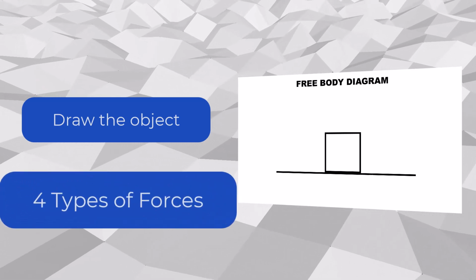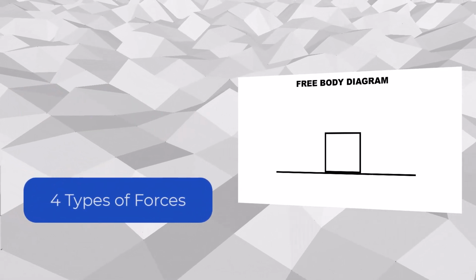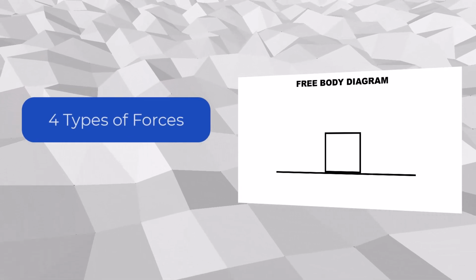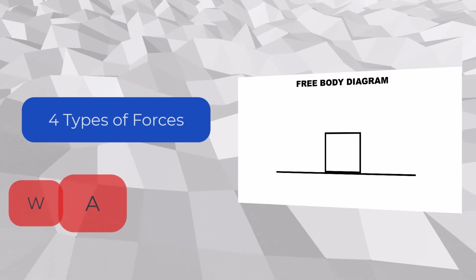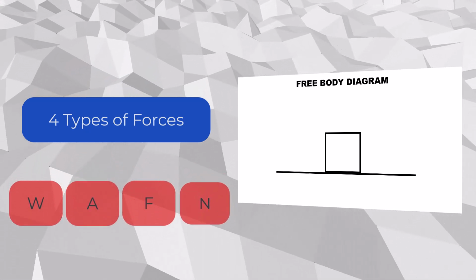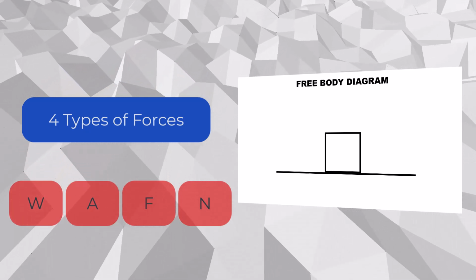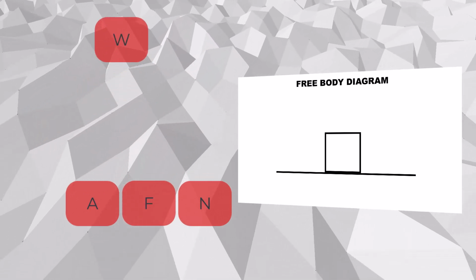Now comes the exciting part, identifying the forces acting on your object. There are four main types of forces we need to consider: weight, applied force, friction, and normal reaction. These are denoted by W, A, F, and N, respectively. The first type of force is weight.